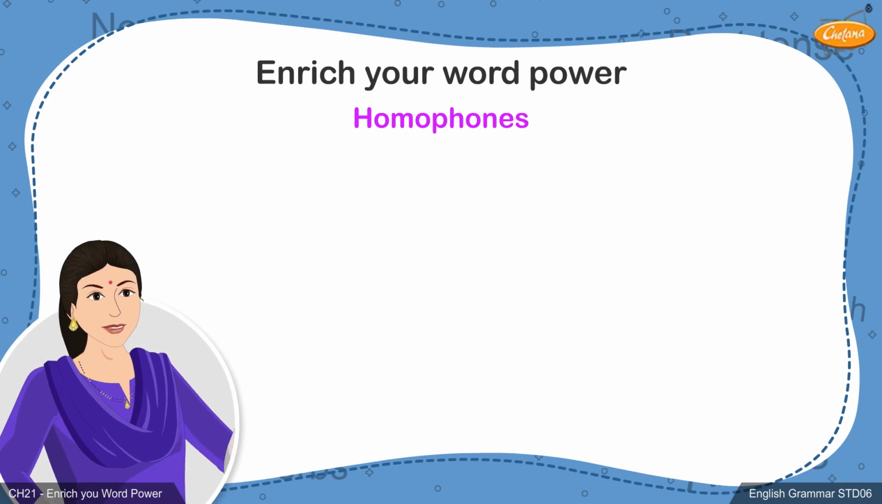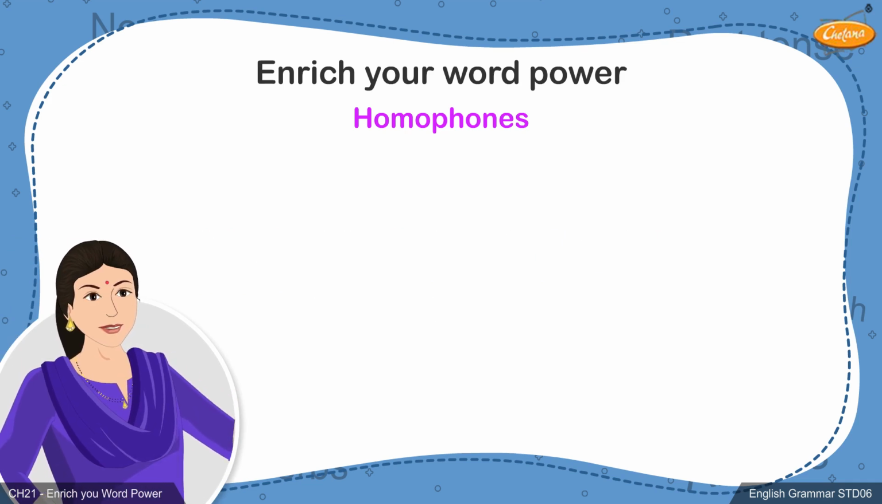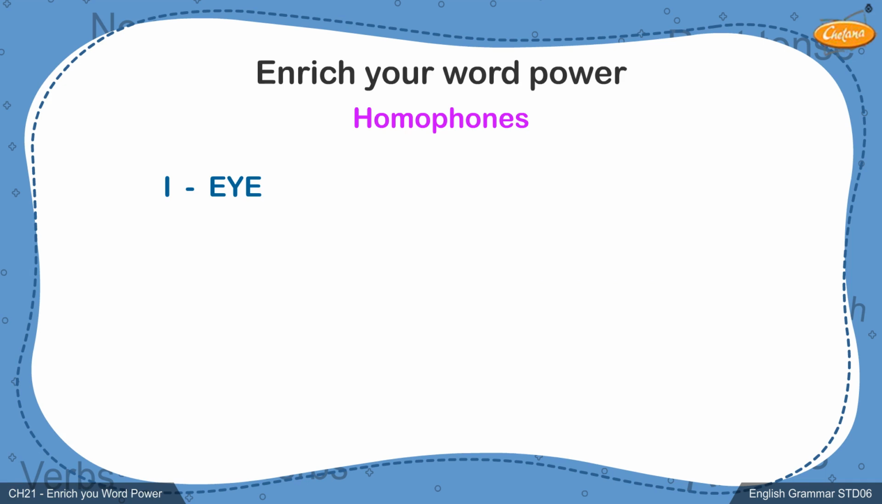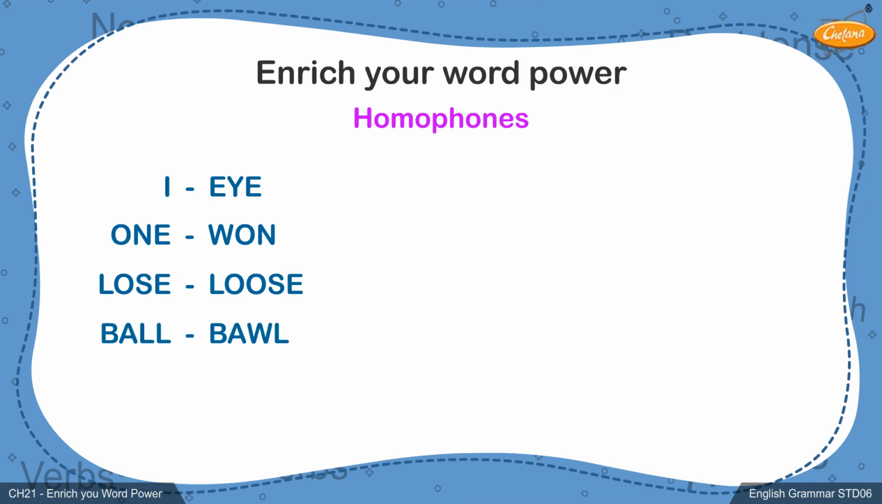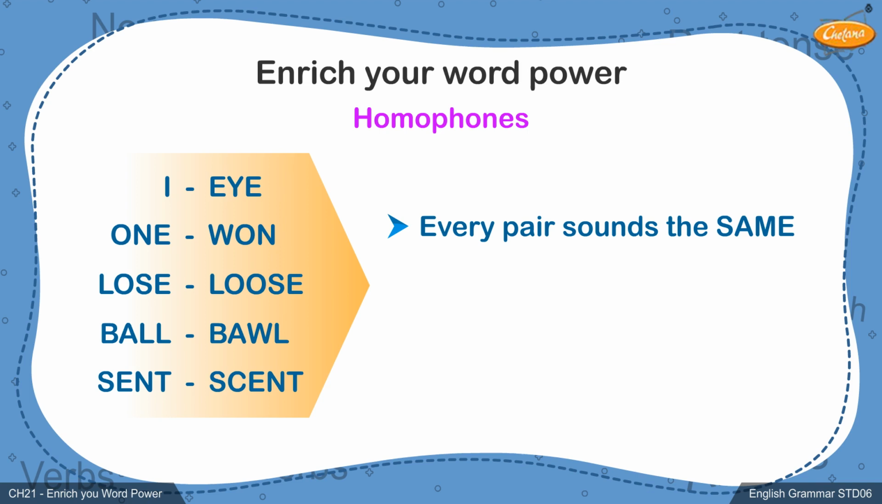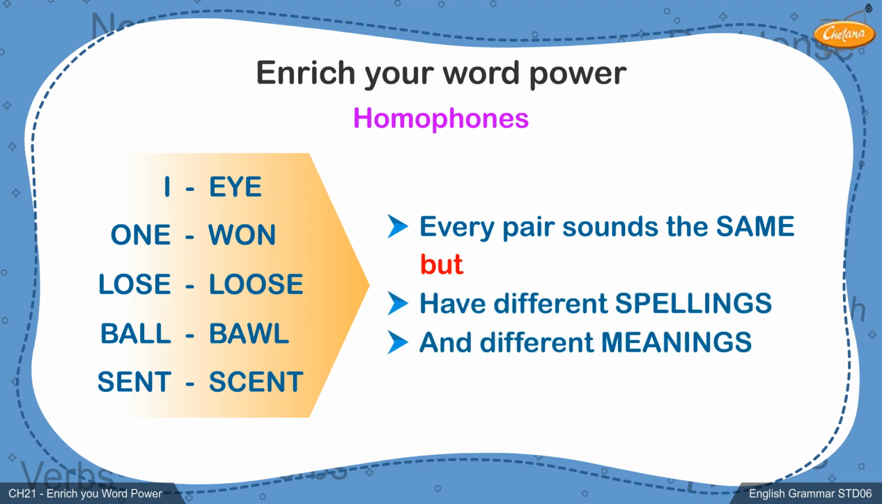Read the words given on the screen very slowly and carefully. I, E-Y-E, eye; O-N-E, one; W-O-N, won; L-O-S-E, lose; L-O-O-S-E, loose; B-A-L-L, ball; B-A-W-L, bawl; S-E-N-T, sent; S-C-E-N-T, scent. Students, you will notice that every pair of words is pronounced exactly the same, but their spellings and meanings are different.